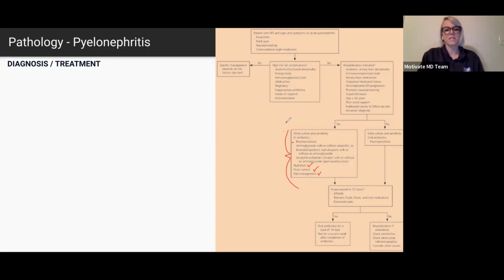If somebody is very septic, they might use Piptazo and Vanc until we really know, and then de-escalate later once we get the cultures and sensitivities. But a lot of people will use the big guns first and then de-escalate later if they're pretty sick.